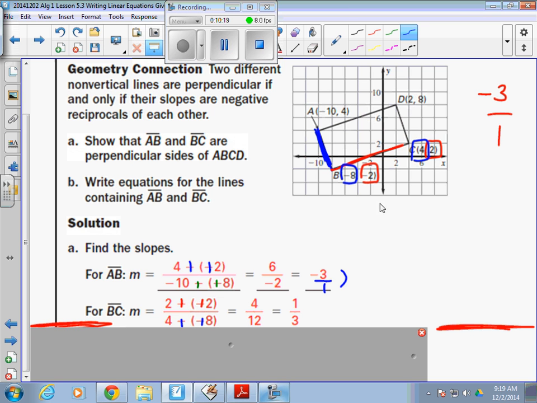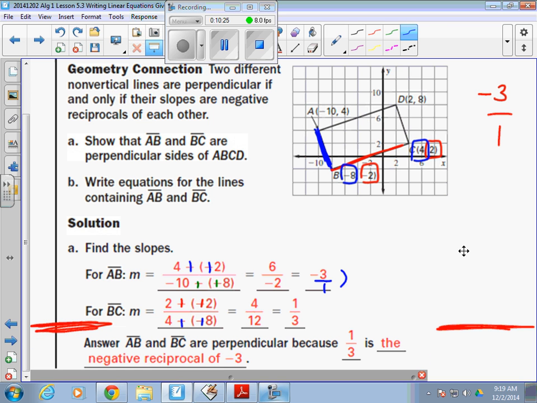So we have negative reciprocals of each other, -3 or -3/1 and positive 1/3. So line segment AB and line segment BC are perpendicular because 1/3 is the negative reciprocal of -3. Remember, negative reciprocal is a fancy way to say flip it and change it, or change it and flip it.